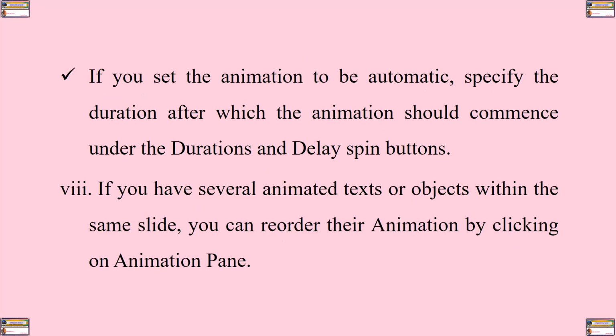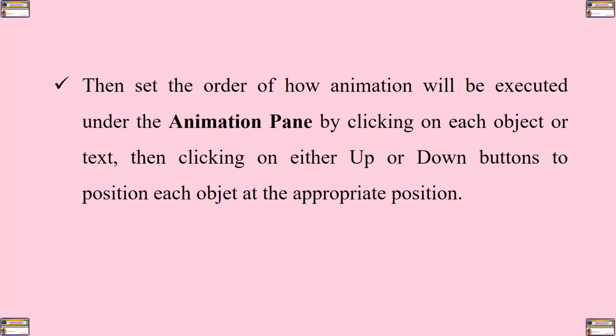If you have several animated text or objects within the same slide, you can reorder the animation by clicking on the Animation pane. Then set the order of how animation will be executed under the Animation pane by clicking on each object or text, then clicking on either the up or down buttons to position each object at the appropriate position. Finally, close the Animation pane.